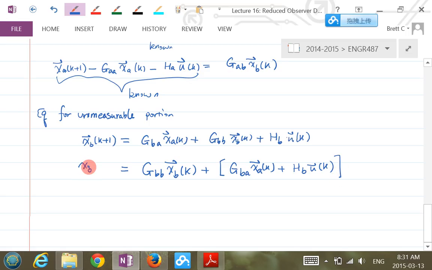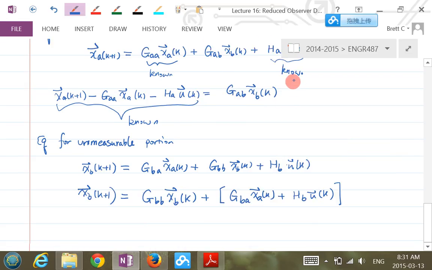Okay, so nothing changed, just rewrite, separate the knowns from the unknowns. Is that good? Okay. So now let's look at these two equations. Let's call this equation number one, and this equation number two.